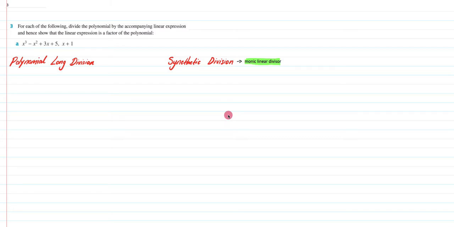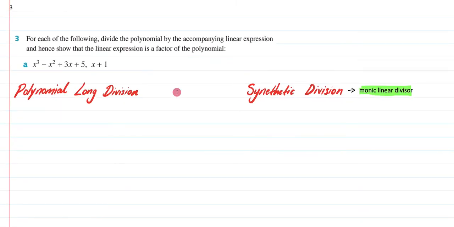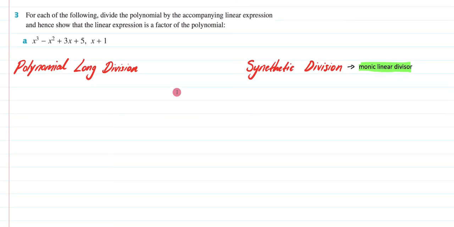We are going through exercise 6b, and in this video I'm going to go through question 3a, which says for each of the following divide the polynomial by the accompanying linear expression and hence show the linear expression is a factor of the polynomial. So the fact that it's telling us that the divisor is going to be a factor means we're going to get no remainder. So if we've done this correctly, there should be no remainder.